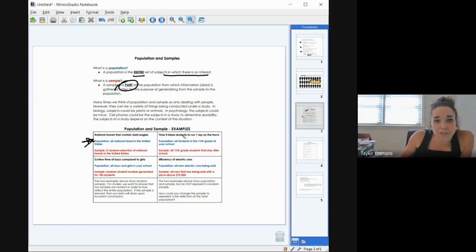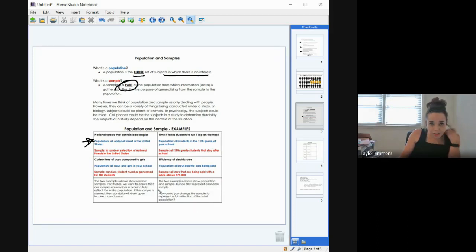The time it takes for students to run 1 lap on the track. The population would be all students in the 11th grade of your school. The sample would be all 11th grade students that stay after school, or just some type of pulling from the entire group, okay? And of course, y'all can read through this.